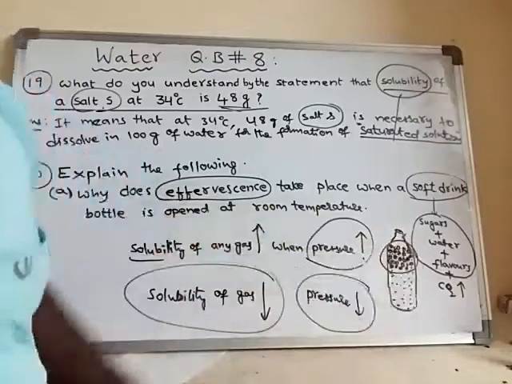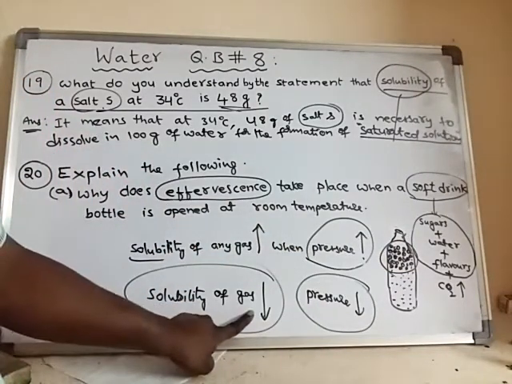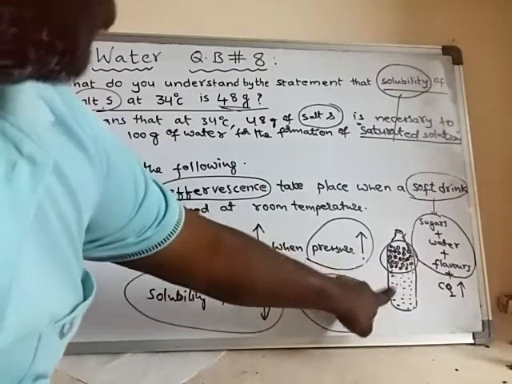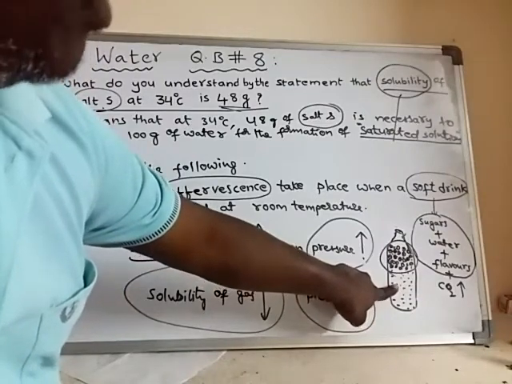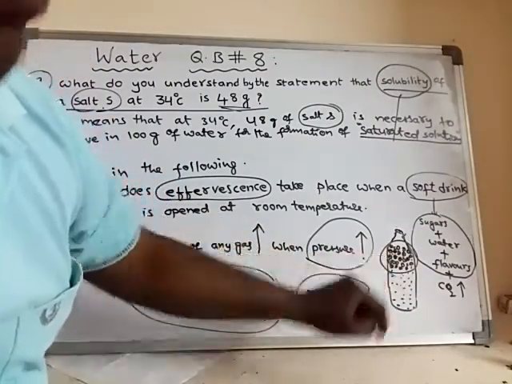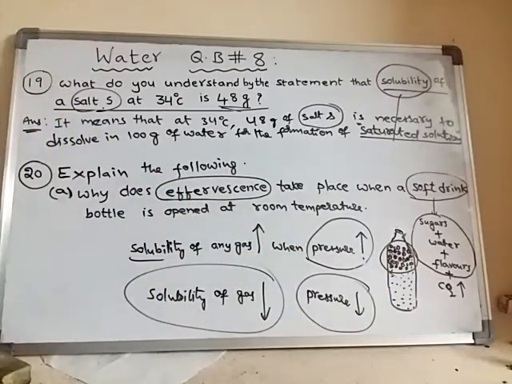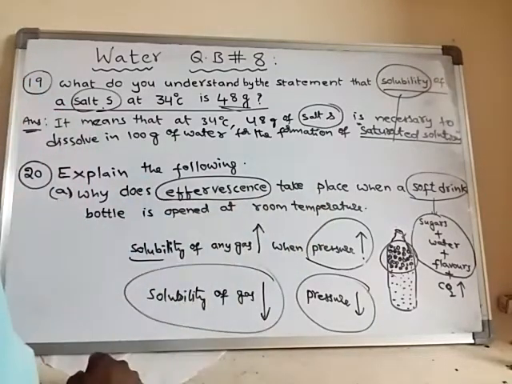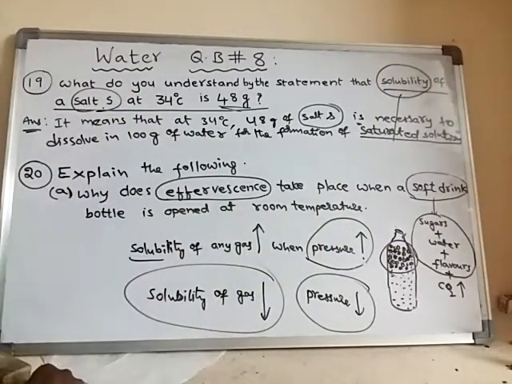So effervescence is formed whenever the bottle is opened. What happened? Due to decrease in the solubility of gas, the excess amount of carbon dioxide which is already dissolved in the solution will come out in the form of gas bubbles. Now effervescence is formed. Did you understand the meaning of effervescence? So here the question is, why does effervescence take place when a soft drink bottle is opened at room temperature?